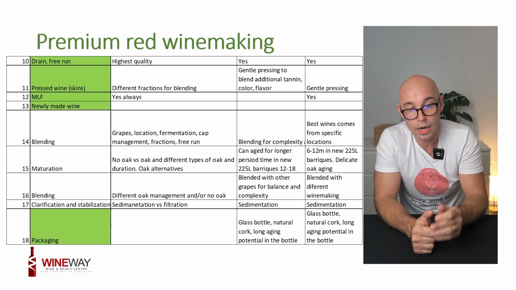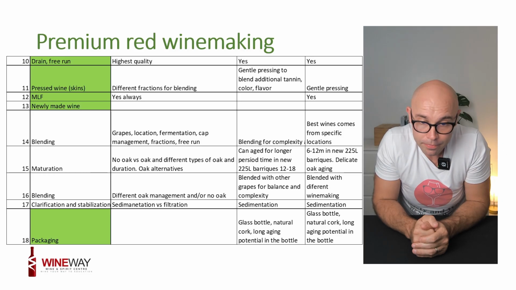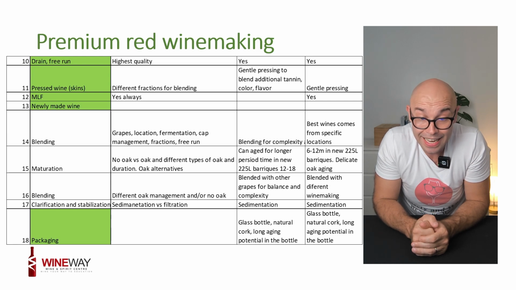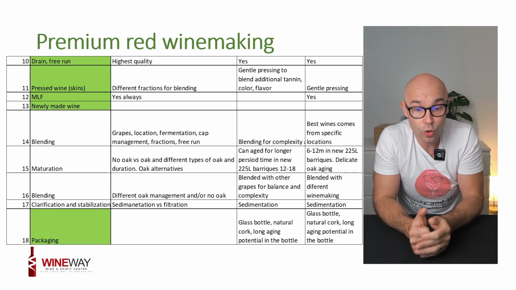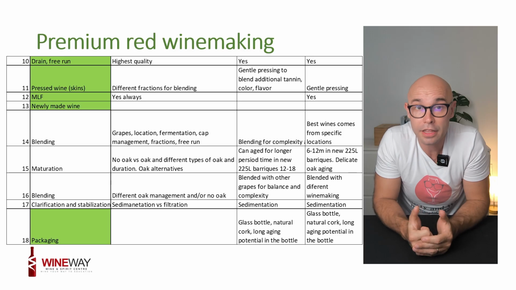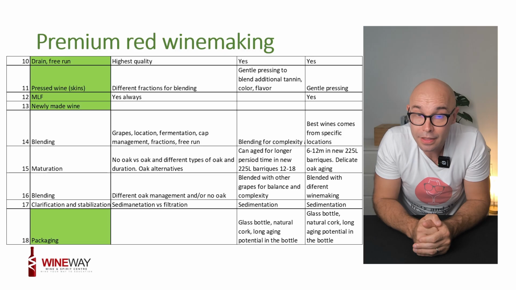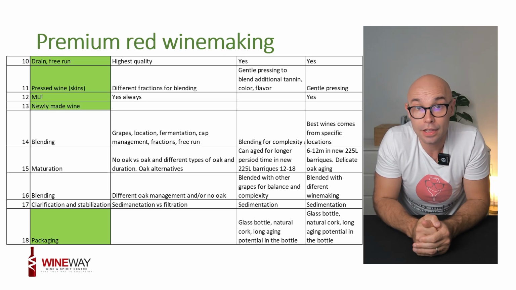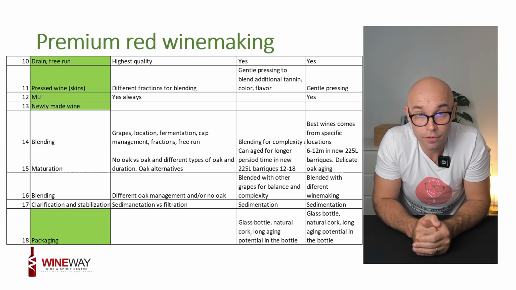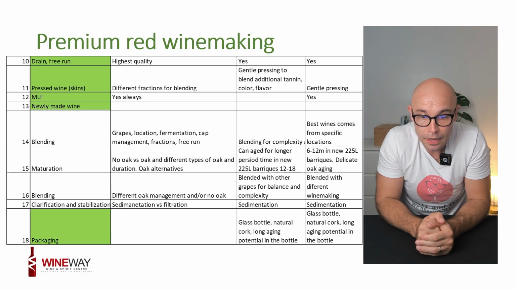You have the newly made wine. Blending is always for complexity. Best wines from specific locations. Maturation: Cabernet Sauvignon can age for a longer period of time in new oak barriques, 225 liters, between 12, 18, even 2 years. Pinot Noir is a more delicate grape variety. It can get overwhelmed by oak very fast, so a shorter period of aging in oak.